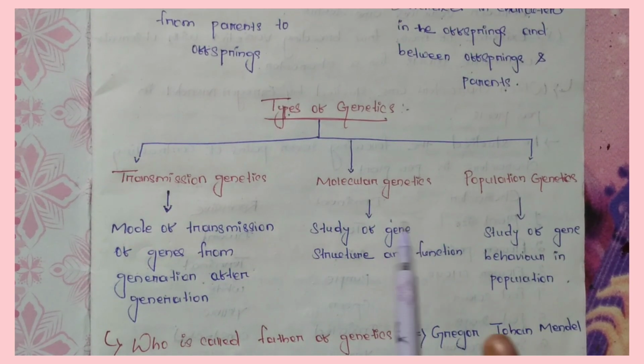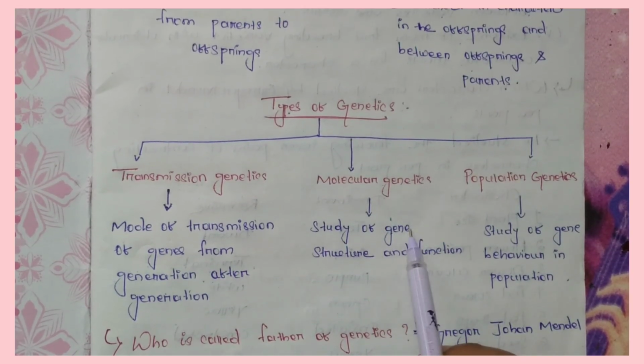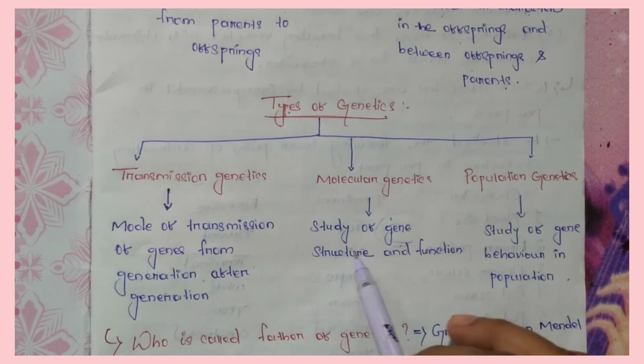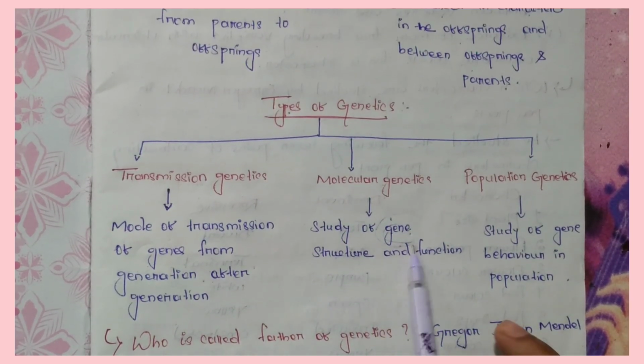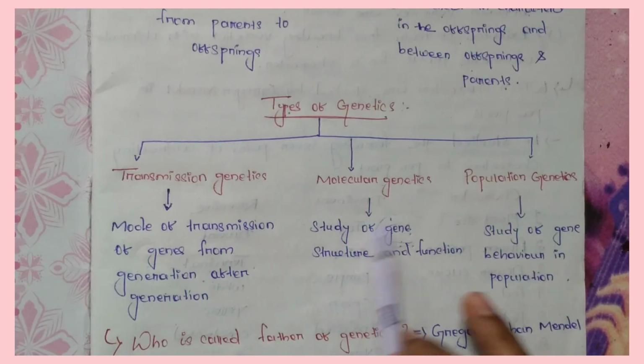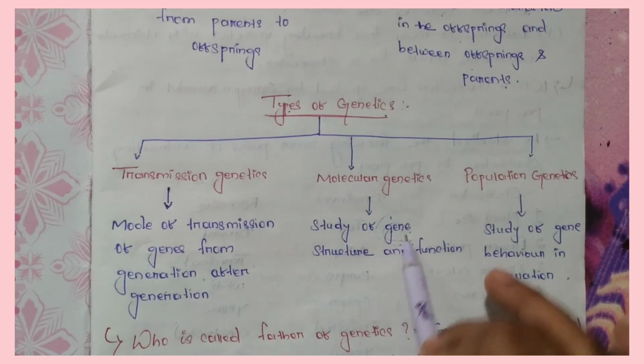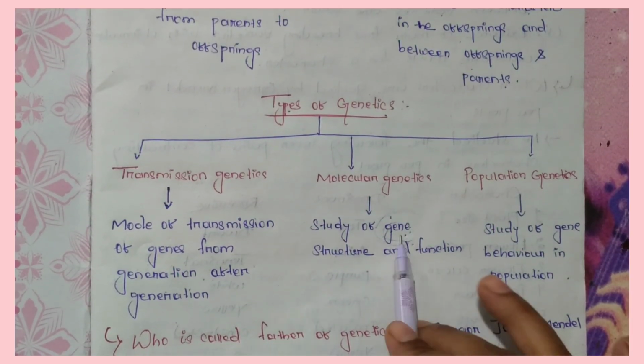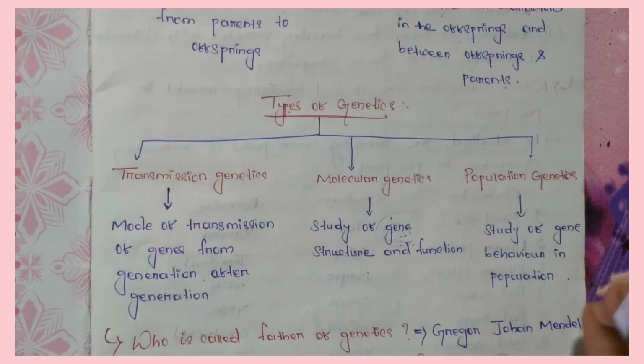And molecular genetics, what is molecular genetics? Molecular genetics is the study of gene structure and function. What is a gene? How a gene is arranged, the structure of a gene, the 3D or 2D structure of genes and its function in every locus, in every part of the body, genes' structure and function.